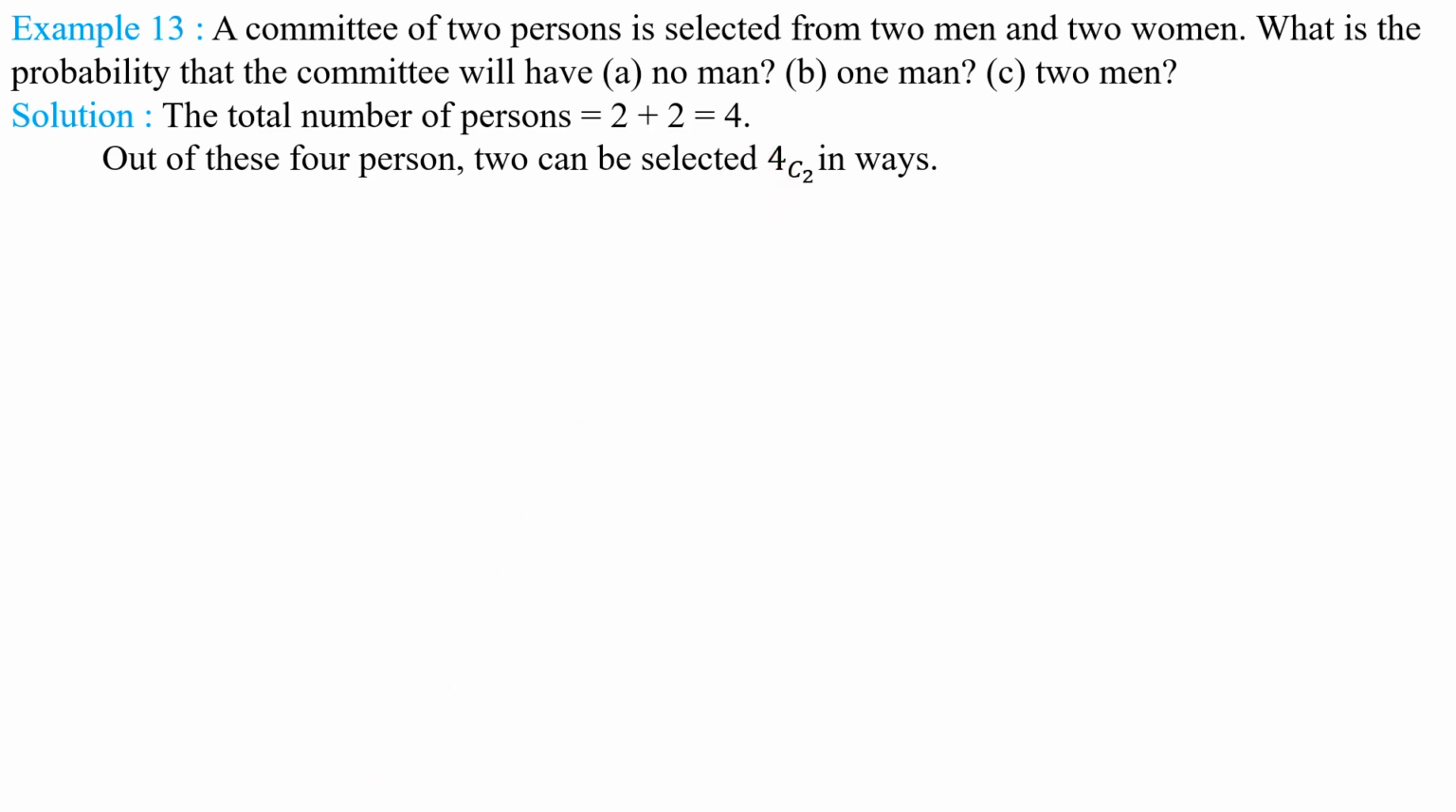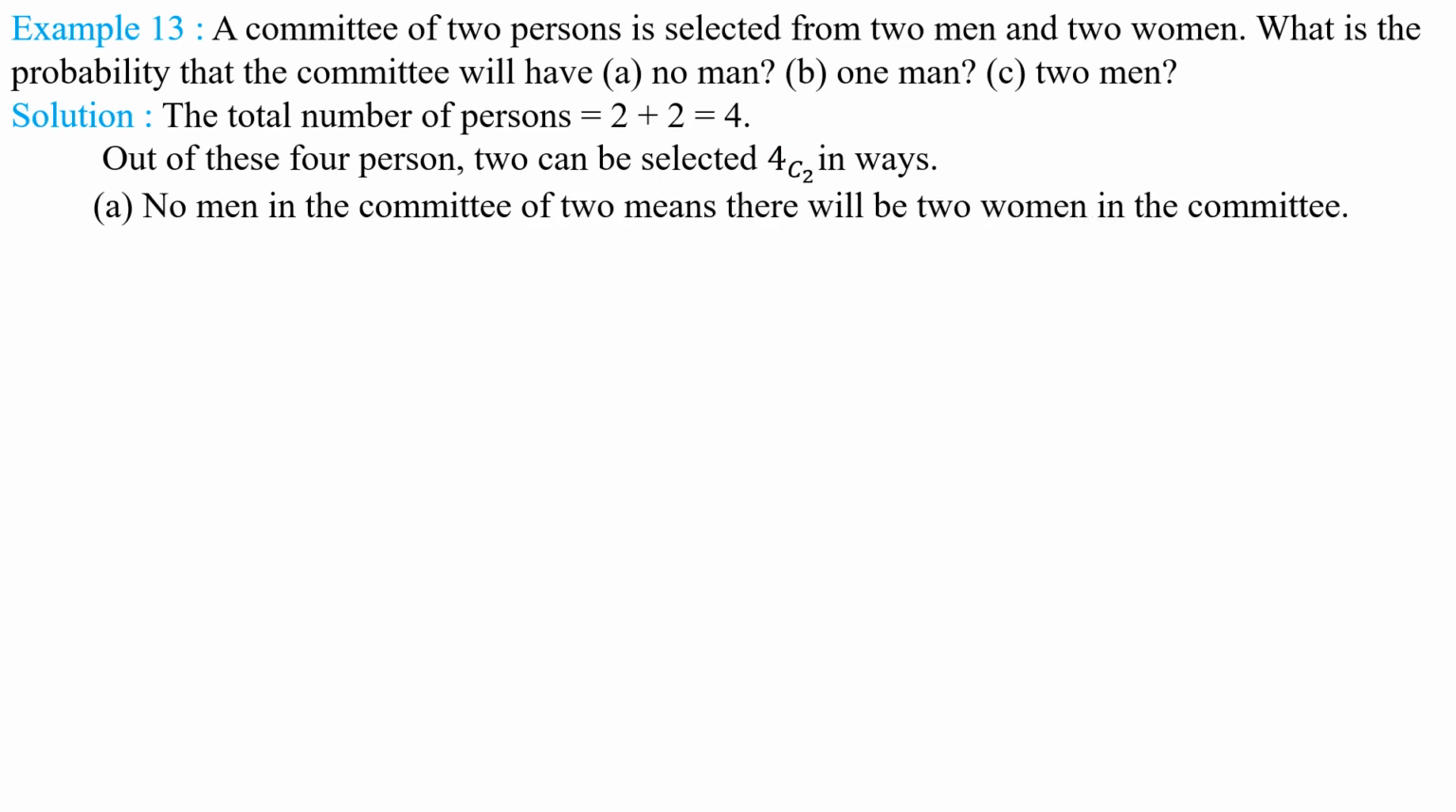Okay, my children? Now come to the first event. No men in the committee of the 2 persons. There will be 2 women in the committee. Yes or no, my children? We are selecting 2 persons. Here no men means that 2 persons should be women. Yes or no, my children?